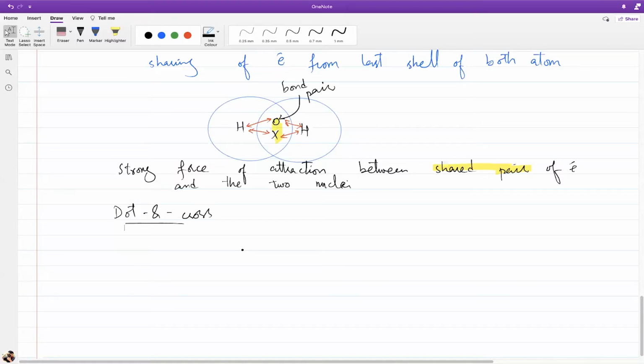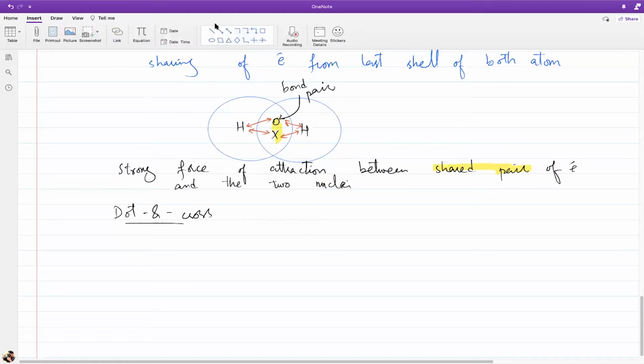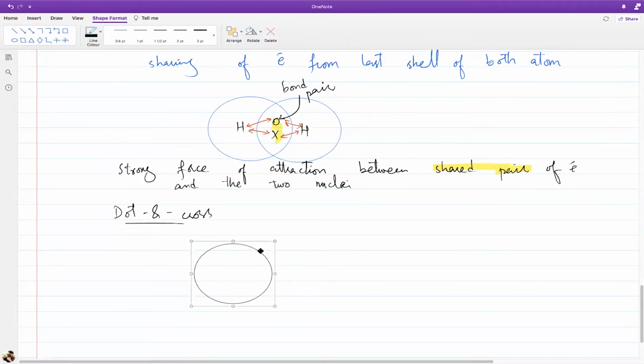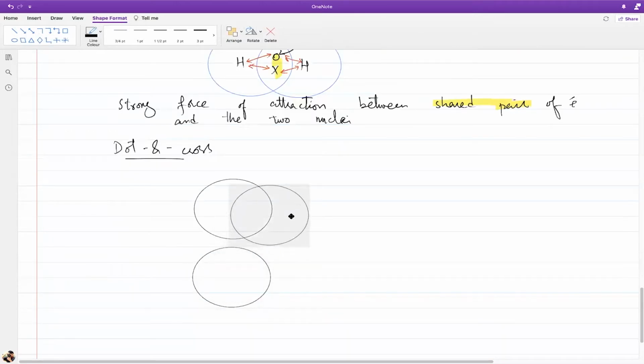But the problem is it's not interested in losing or gaining. It wants to share because the other one is also not interested in losing and gaining. So when they share, we look at how many the first one wants to share. It needs one more, so it will share one. And the other one also needs one more, so it will also share one. So what happens is we draw these circles, one circle for one hydrogen and the other circle for the other hydrogen.